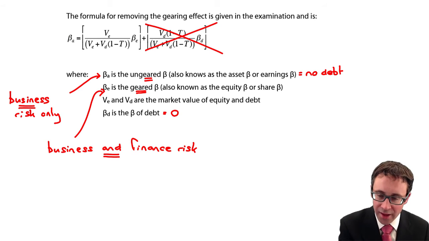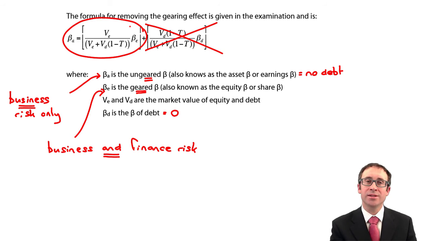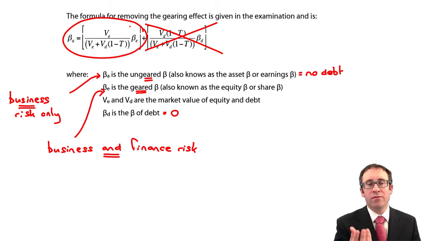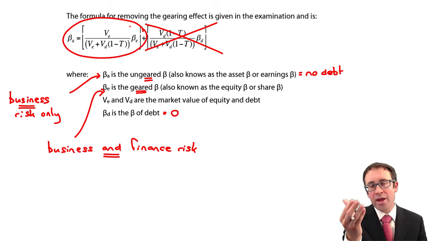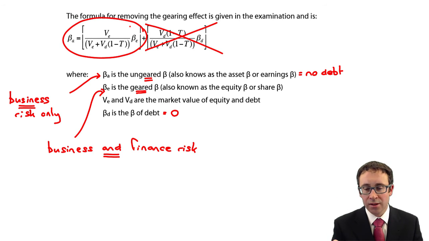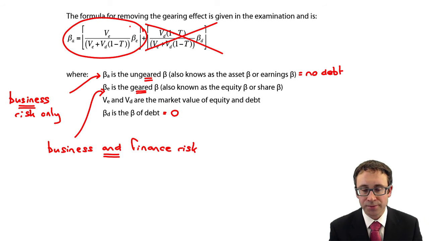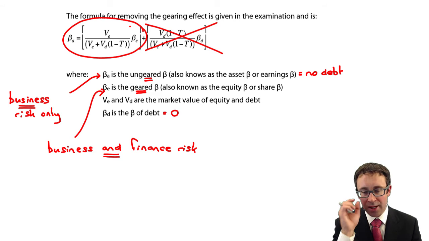Well, you've got the formula there. Beta asset, so the ungeared beta, is equal to the geared beta multiplied by, effectively, the equity value compared to the total after-tax value of the entity. So we look at VE divided by VE plus VD net of the tax shield. It does get quite complicated.